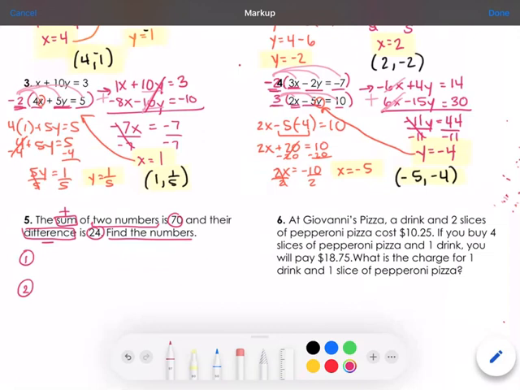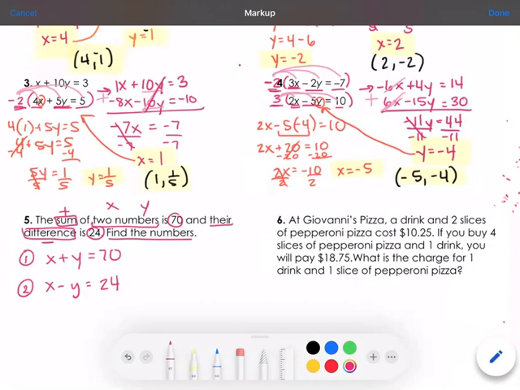So the first equation, I'm going to be adding these two numbers together. Now, I need to come up with a name for these two numbers, so I'll just use x and y. So at first, I know that the sum of these numbers, x plus y, equals 70. And then it tells me that the numbers' difference is 24. So that means if I take x minus y, it equals 24. And now I can find the numbers using the system.